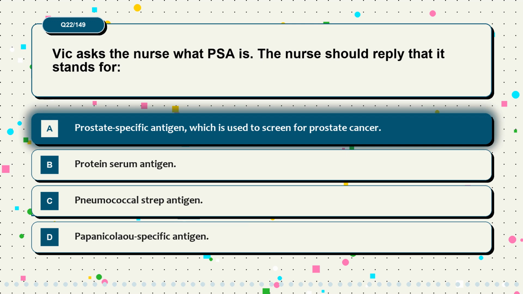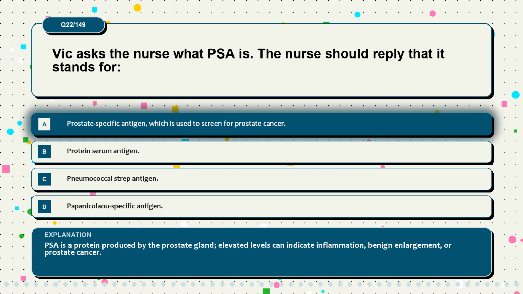The correct answer is option A, prostate-specific antigen, which is used to screen for prostate cancer. PSA is a protein produced by the prostate gland. Elevated levels can indicate inflammation, benign enlargement, or prostate cancer.